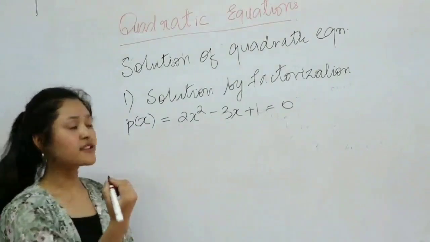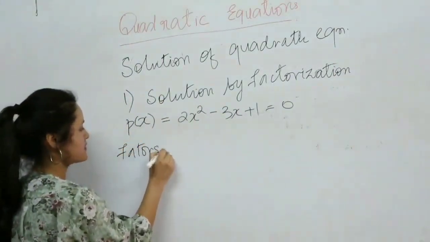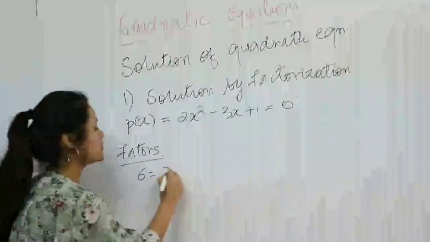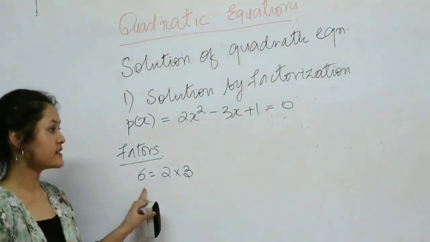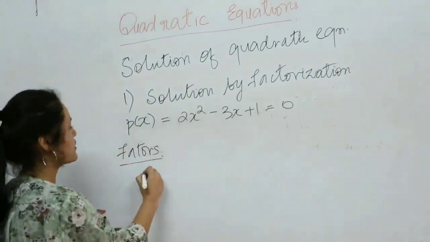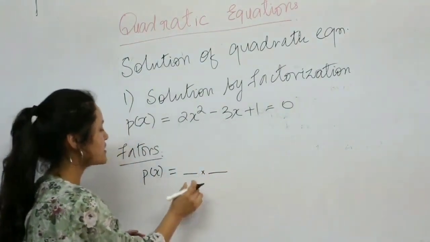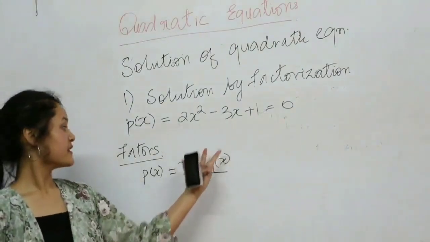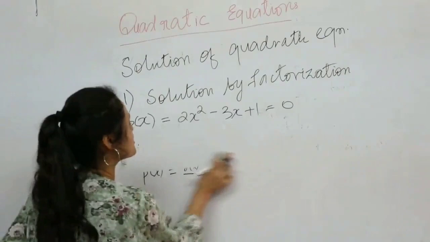Factorization. Before we go to this one, let me give you the concept of factors. If I take the number 6, I can write it as 2 into 3. We say that 2 is a factor of 6 and also 3 is a factor of 6. But to find the solution of a polynomial equation, I need two polynomials, that means two factors of this polynomial, like P(x) into Q(x). To make it in this form, I have to split the middle term. So let me tell you how to do that.